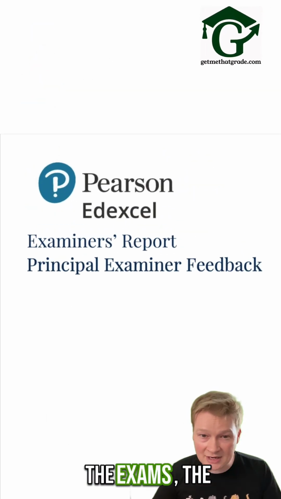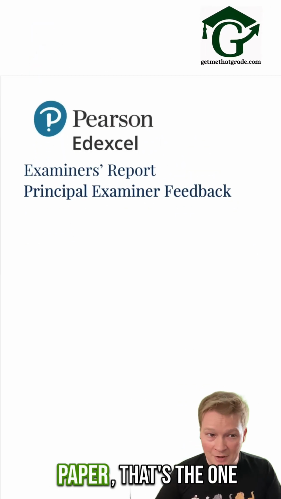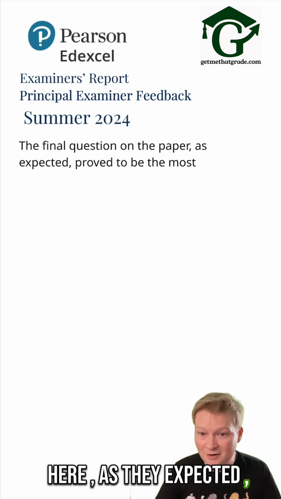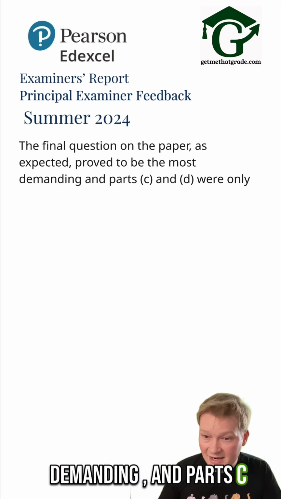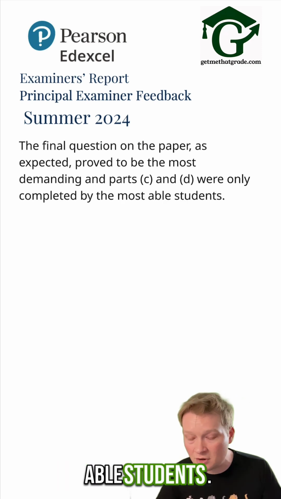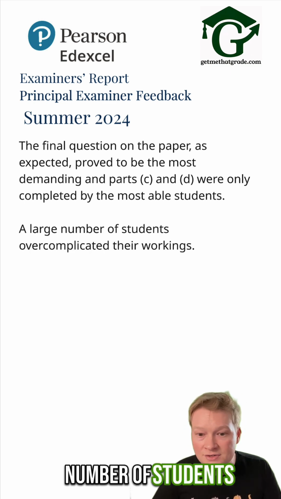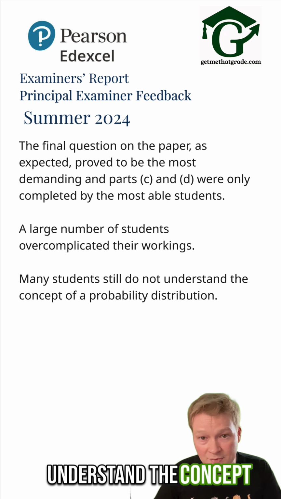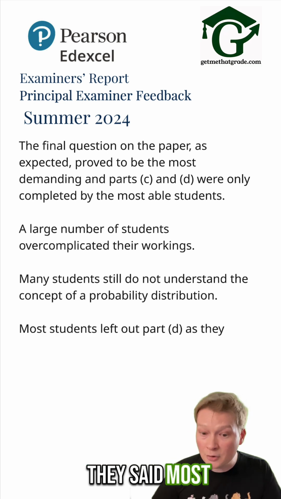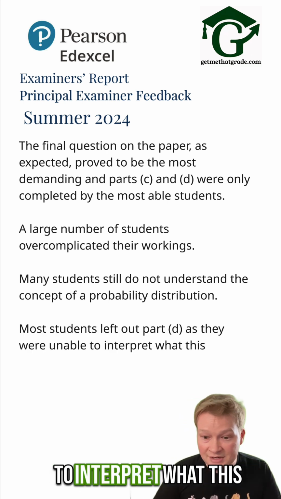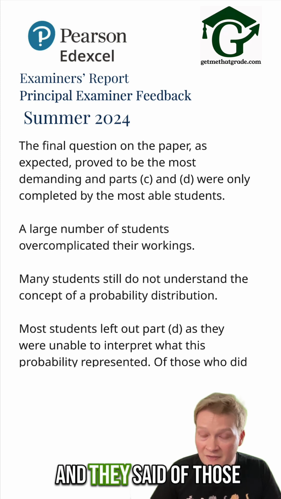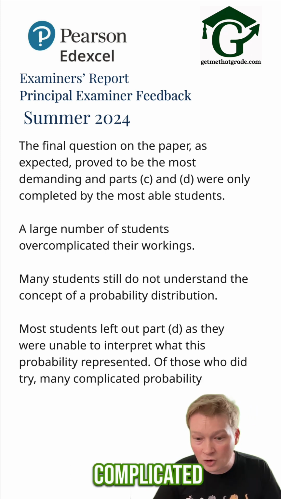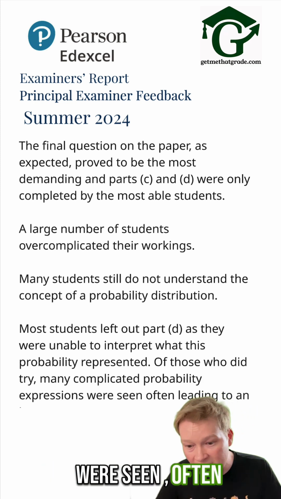In their report after the exams, the examiner said that the final question on the paper, that's the one we've been looking at here, as they expected, proved to be the most demanding, and parts C and D were only completed by the most able students. They said a large number of students overcomplicated their workings. They said that many students still do not understand the concept of a probability distribution. They said most students left out part D, as they were unable to interpret what this probability represented. And they said of those who did try, many complicated probability expressions were seen, often leading to incorrect answers.